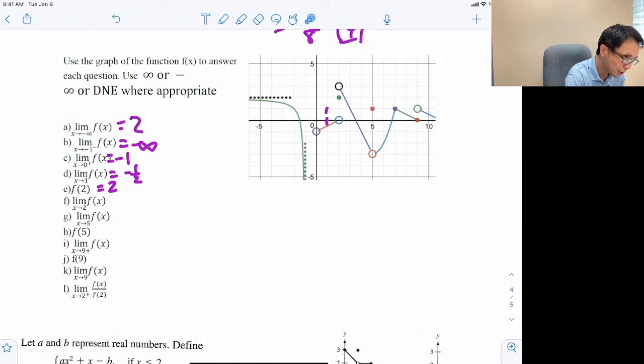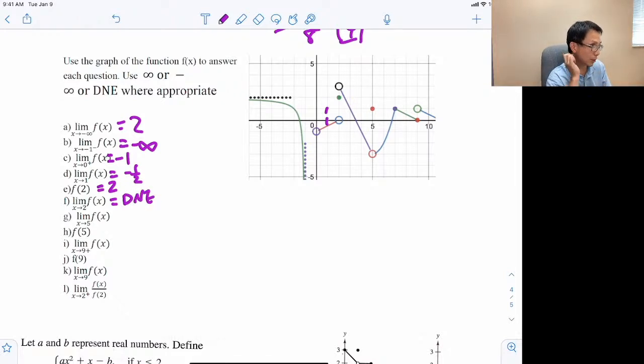Now, when the limit as x approaches 2, you have to look at both ends. You cannot just approach one end and say that's 2. If you approach both ends, it is equal to does not exist, because they do not come to the same value.